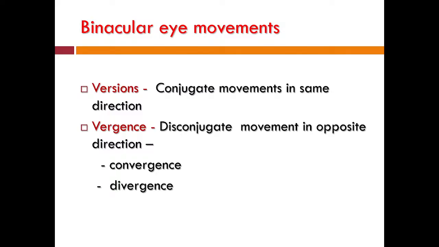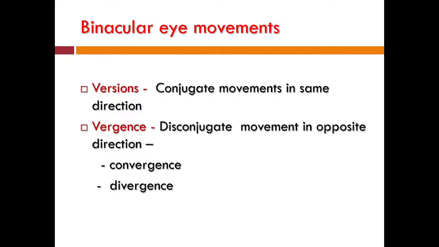There are disconjugate movements also, when both eyes are moving in or both are moving out. These are opposite direction movements, with the eyeballs moving in opposite directions. Like in convergence, when we look at a near object, we converge. So convergence is a disconjugate movement because the eyes are going right and left.